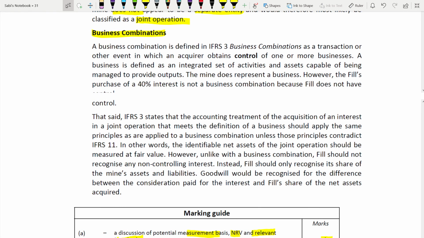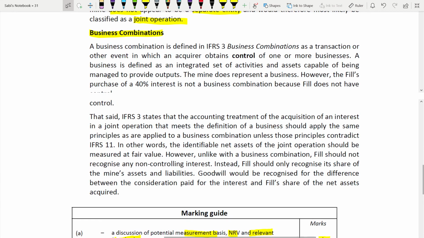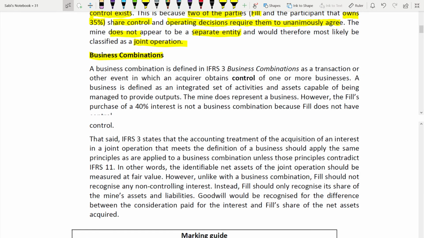Okay, business combination, IFRS 3. This is a very common standard which is asked. So this is something that you have to learn, business combination, which we heavily use because it's a group accounting standard. A business combination is defined in IFRS 3. Okay, business combination is defined under which standard? IFRS 3. It is defined as a transaction or other event in which an acquirer obtains control of one or more businesses. So the important words are control of one or more businesses. Control over what? One or more businesses. So control of a business only.